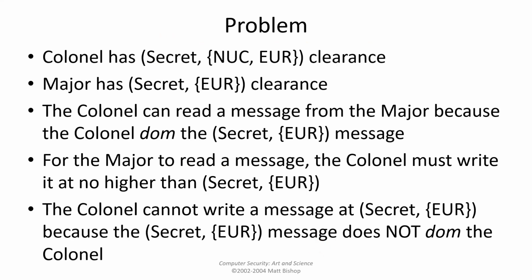Now, here's an interesting problem. We have two humans, and again, they're sending messages. When they send messages, they send messages at their levels. We have two humans because they might want to send messages back and forth. They have the colonel and the major. They're both secret. The colonel has nuclear in Europe, and the major has Europe. So the colonel can read a message from the major, because the major sends a message to the colonel that's at secret Europe, and the colonel dominates that. The level is equal, and Europe is a subset of nuclear Europe. So the colonel can read those messages.